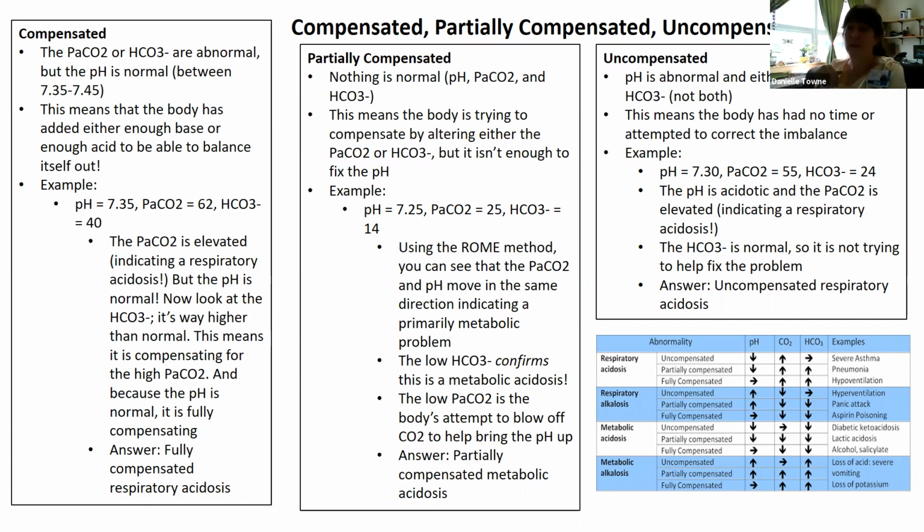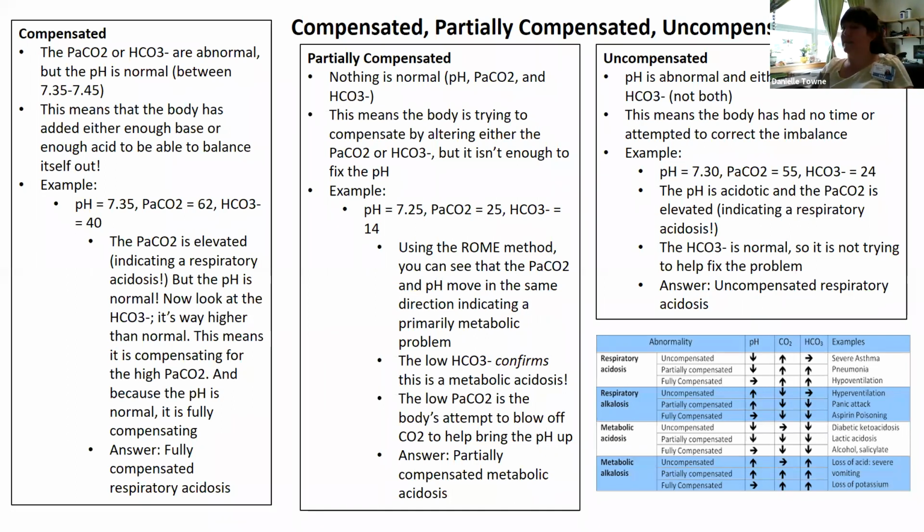So our PCO2 is high, which tells us that there's a respiratory acidosis going on, right? Holding on to CO2, that's respiratory. High CO2 is an acidosis. But we look at the bicarb and that's a lot higher than normal. So it's trying to compensate for the high PCO2. It's holding on to bicarb to see if it can help bring that pH back up. So because the pH is normal, we have a fully compensated respiratory acidosis, okay?